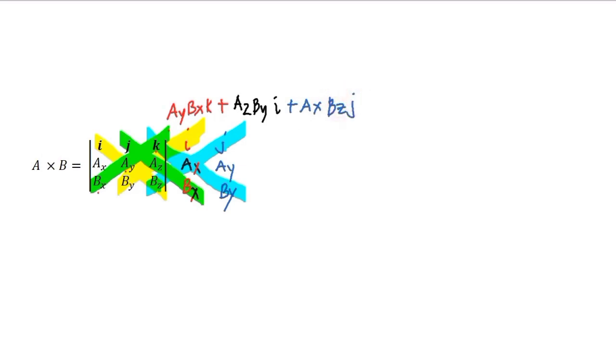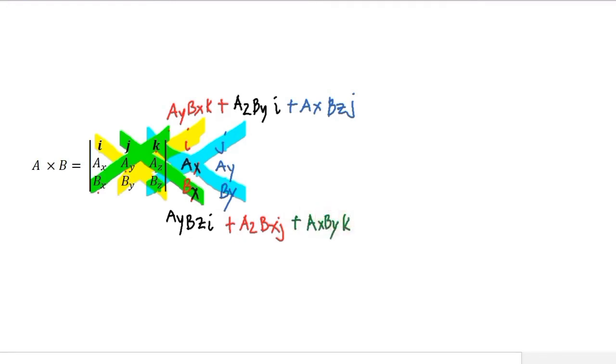For the cross down, so sa cross down natin, that's I, AY, and BZ. So we have here AY, BZ, I. Sa pangalawa, that's J, the AZ, and the BX. So we have here plus AZ, BX, J. And for the third, that's K, AX, and BY. So we have here plus AX, BY, K. Okay. Then, yung rule natin dito, this is cross down minus cross up, no?